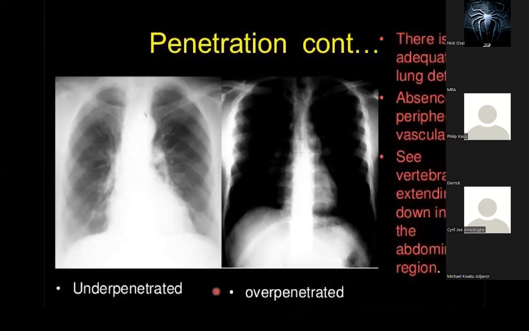So these are pictures from yesterday. Underpenetrated, overpenetrated. You realize that in this one here, the vertebral bodies are not visible through the heart. That means that it is underpenetrated. In this other one, too much of the X-ray passed through the vertebral bodies, so it's overpenetrated.